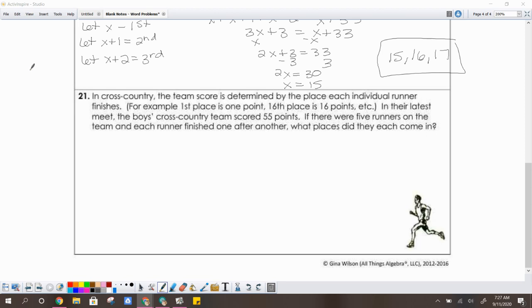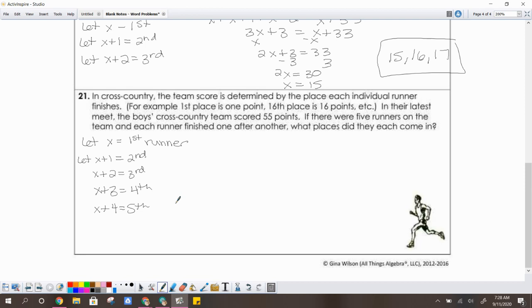So we're going to let X be whoever came across the finish line first. And then X plus 1 would be the second one. X plus 2 would be the third runner. X plus 3 would be the fourth runner. X plus 4 would be the fifth runner.